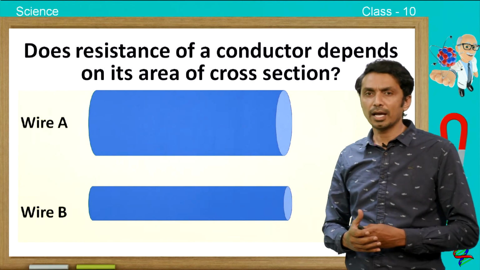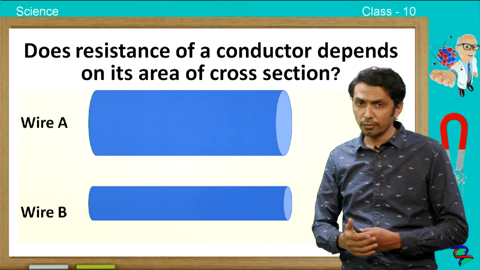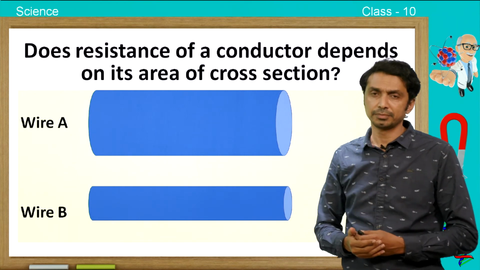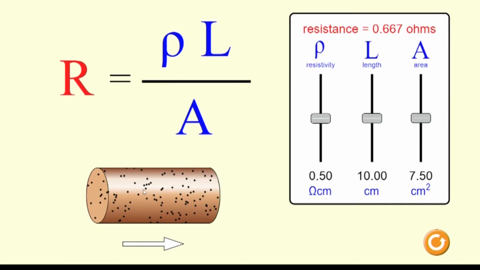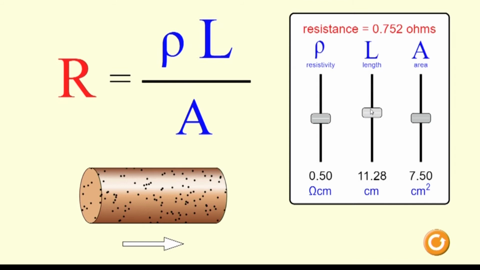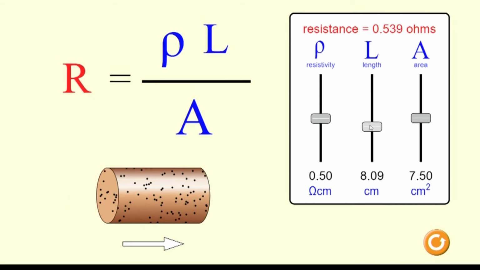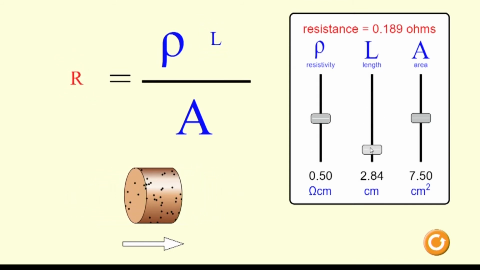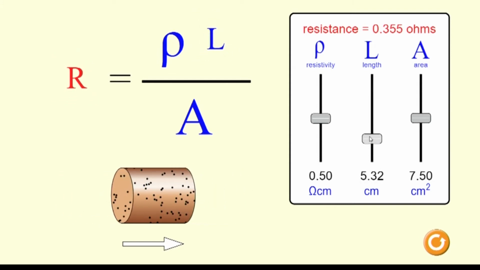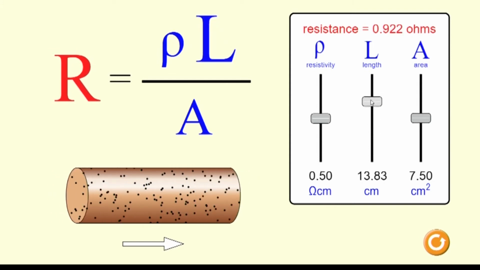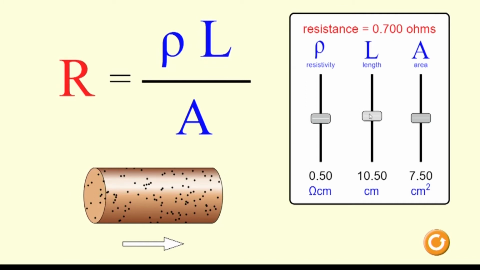Yes, you are absolutely right. Come, let us see whether what you have thought is right through this activity. Children, this is an activity to verify the impact of area of cross section on the resistance of a conducting wire. Initially we learned that when we vary the length of the conducting wire, the resistance increases with length. Now, what will happen with the area of cross section, that is the thickness of the wire?